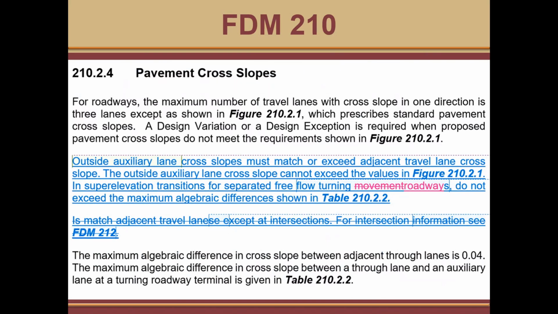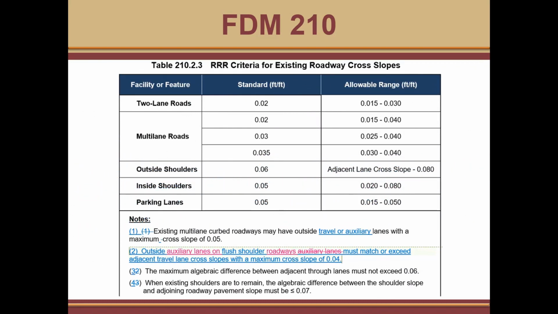On 210.2.4, we clarified our intended criteria for cross slopes on outside auxiliary lanes. We also modified in Table 210.2.3, the outside auxiliary lanes on flush shoulder roadways must match or exceed adjacent travel lane cross slopes with a maximum cross slope of 4%.